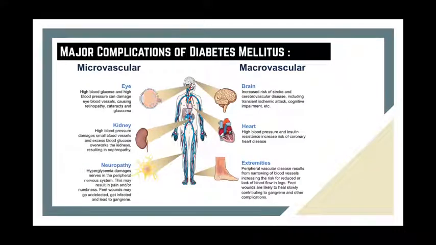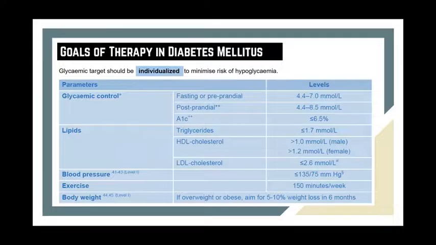Uncontrolled diabetes is very scary. It can cause major complications on the microvascular and macrovascular systems, as stated here. We can measure the effectiveness of the pharmacological treatment for diabetic patients based on their glycemic, or in other words, their blood glucose control level. The glycemic target should be individualized to minimize risk of hypoglycemia, which means a sudden loss of sugar in the blood.